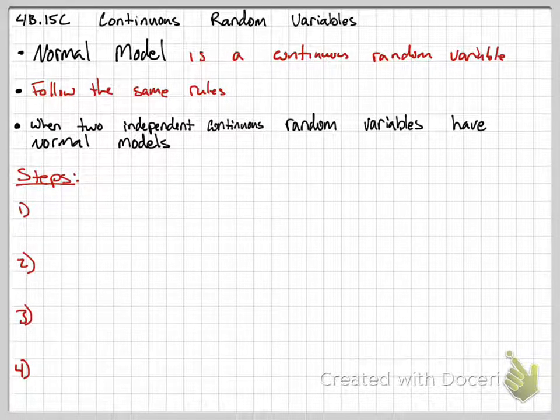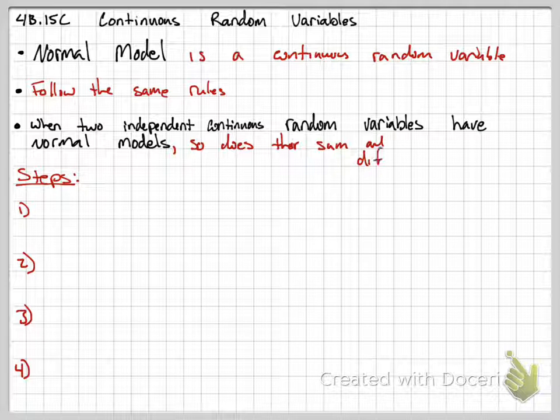And then when you have two independent continuous random variables that have normal models, this is really key, so does their sum and difference. We're going to use that a lot today. If our events are independent and they're continuous random variables, so are their sums and their differences.